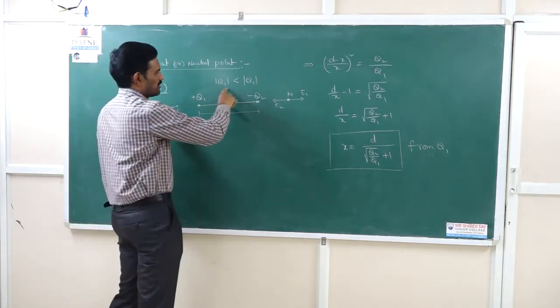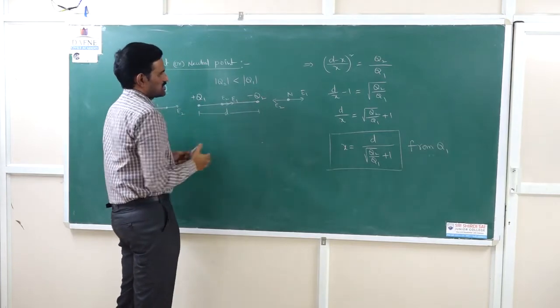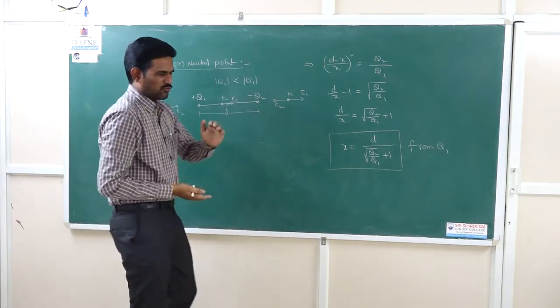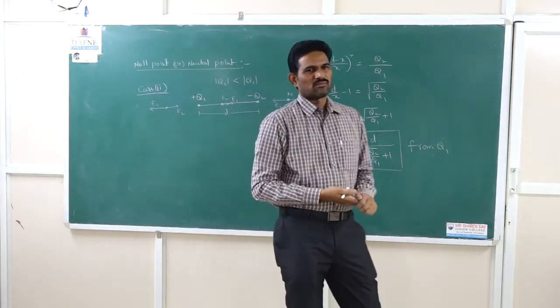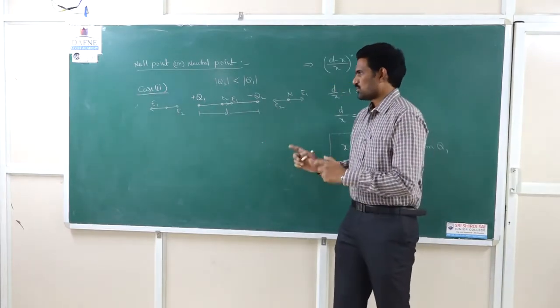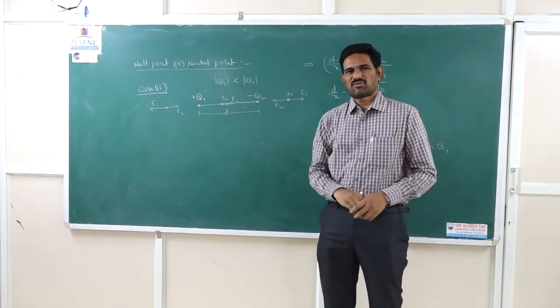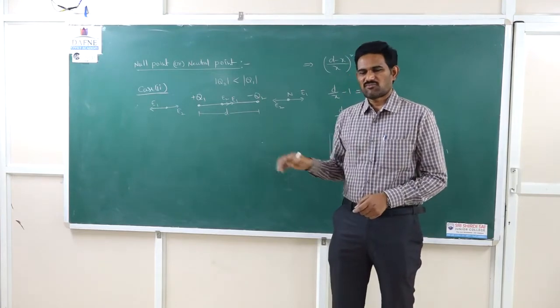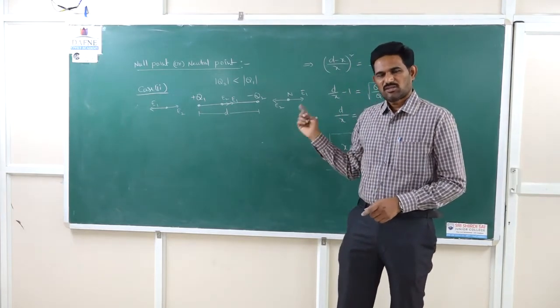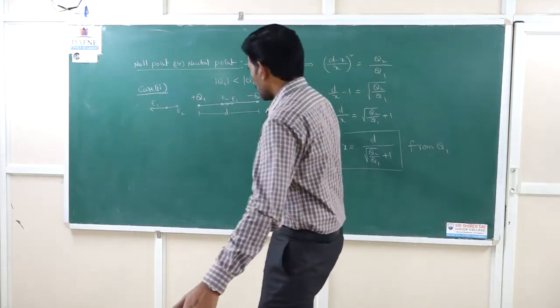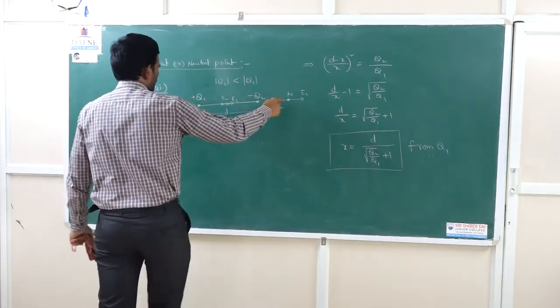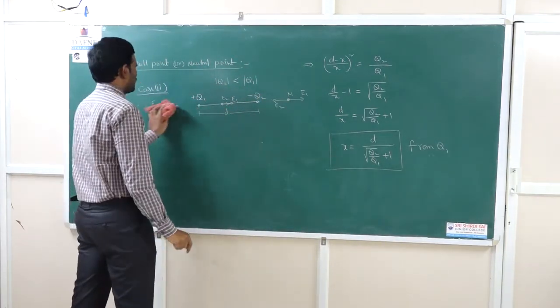That is the way you can remember it. When the charges are unlike charges, the neutral point will be outside the charges, and that too towards the charge having the lesser magnitude of charge. Here we are taking Q2 as smaller, so the neutral point will be formed on this side.